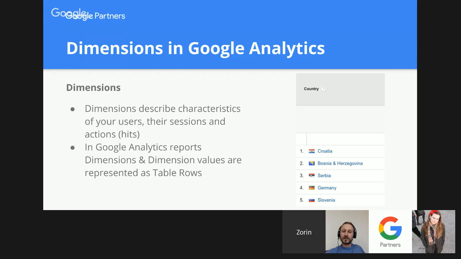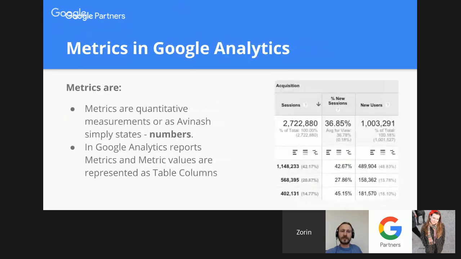In Google Analytics, you will see that dimensions and dimension values are given into rows. So basically, each row should represent one of the dimension values. This is only one of the examples. You have country, you have source medium, you have default traffic channels, or whatever you go through when you analyze standard reporting.